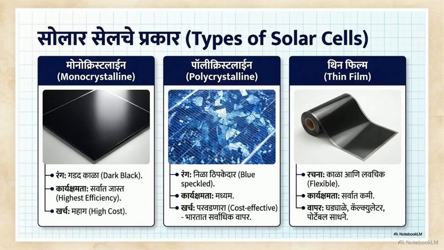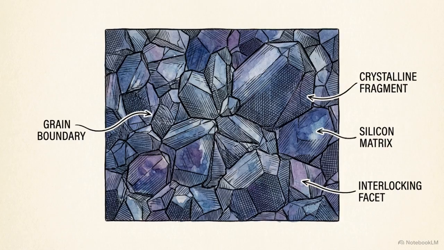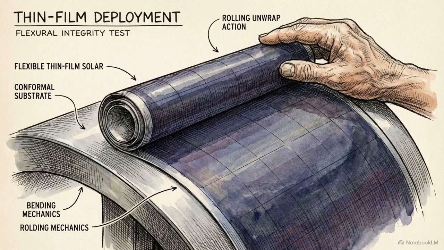This chart compares the 3 main types of solar panels available to an electrician. Depending on the client's budget and the physical space available, you will have to choose the right material for the job. Monocrystalline panels are dark black, highly efficient, but expensive. On the other hand, the blue speckled polycrystalline panels have a slightly lower efficiency, but are much more cost-effective, making them widely popular across residential installations in India. Thin film panels are flexible, but offer the lowest efficiency.